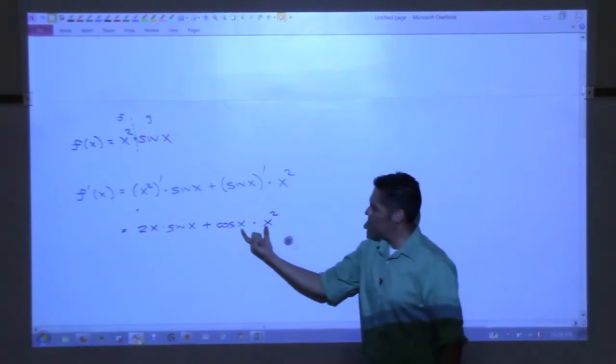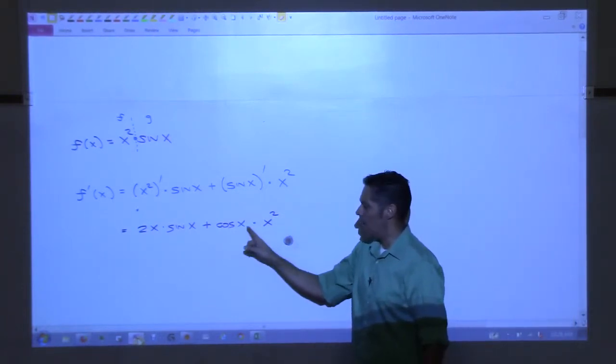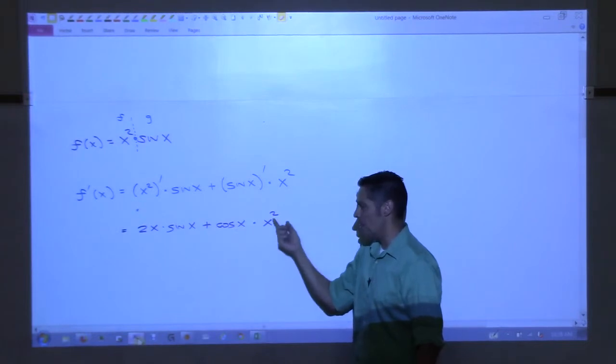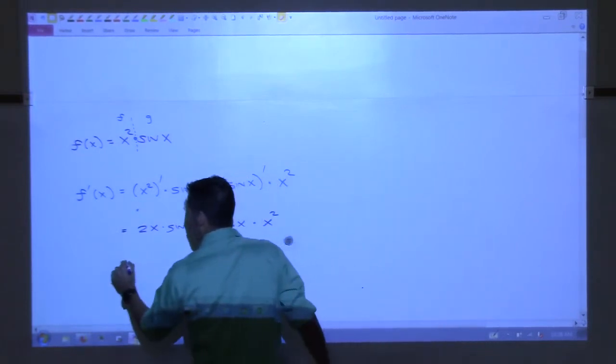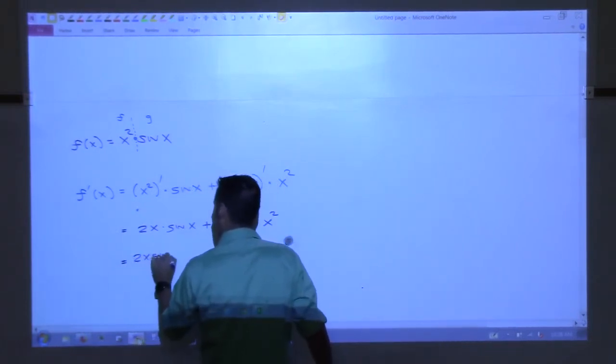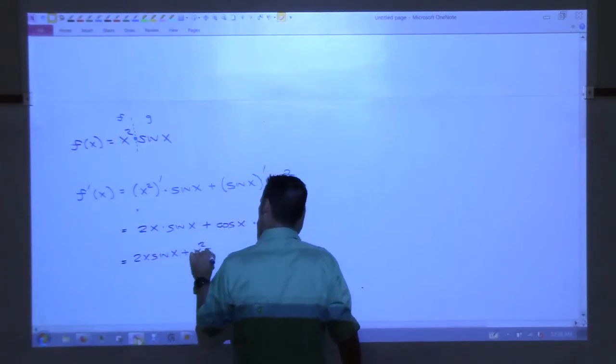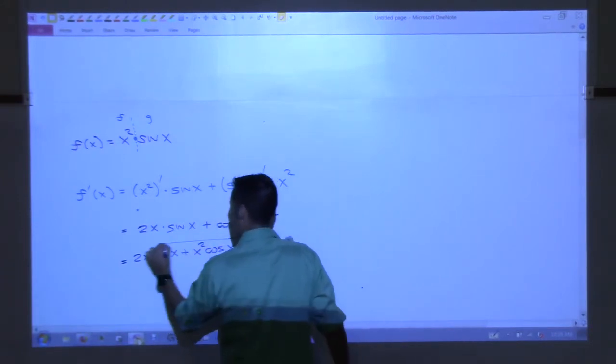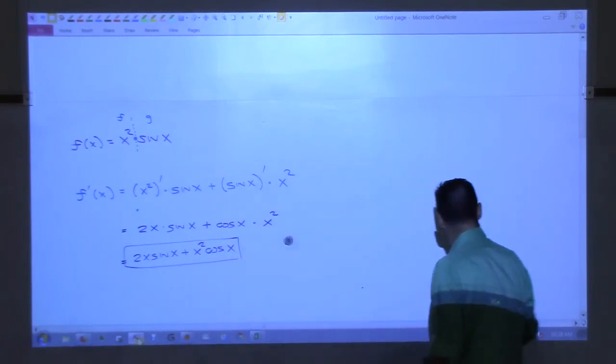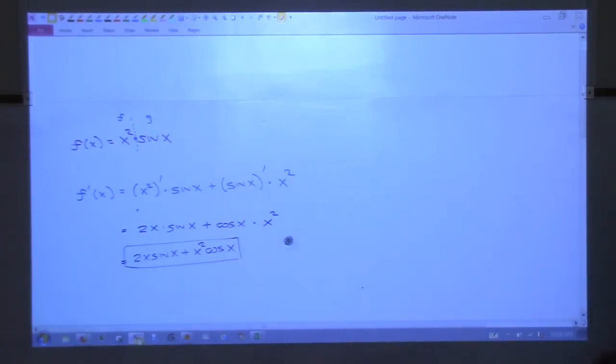Is this x cubed? No, that x is trapped inside the cosine. This one's not. So it would probably be better for me to write 2x sine x plus x squared cosine x. There we go. Probably be better for me to write that. Now I'm going to go back to the computer, and I'm going to ask it to graph that.